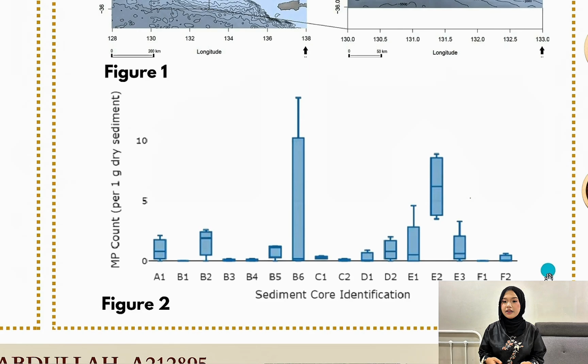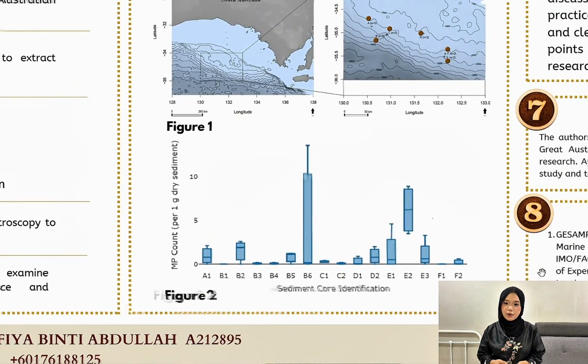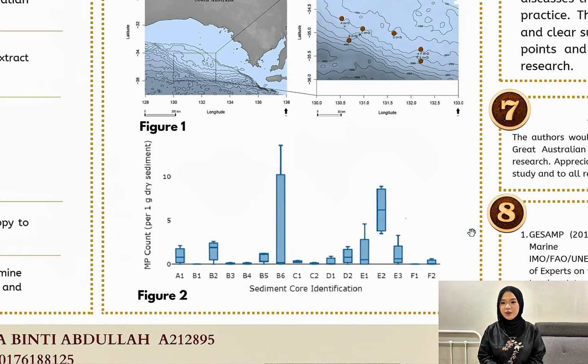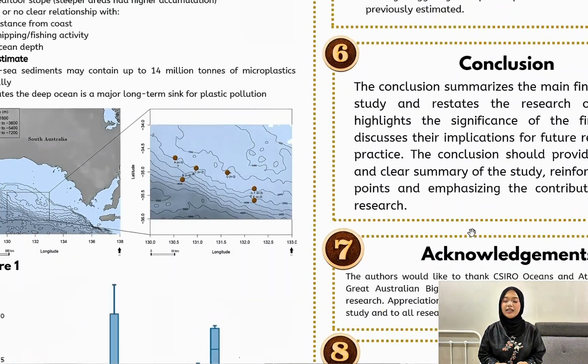The x-axis in the graph represents the number of microplastic particles per gram of dry sediment. This means it shows how many microplastic pieces are found in 1 gram of seafloor mud. A value of 0 means no microplastics were found in that sample, while higher values indicate more contamination. For example, a value of 13.6 means that there are 13.6 microplastic particles in 1 gram of sediment. Therefore, the higher the value, the higher the level of microplastic pollution in that sample.